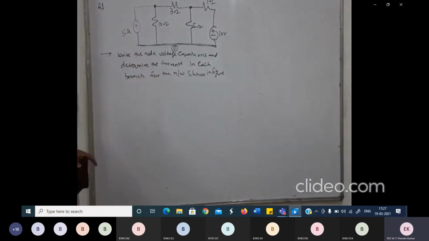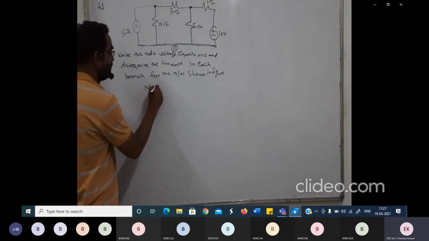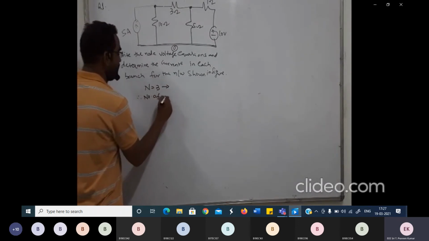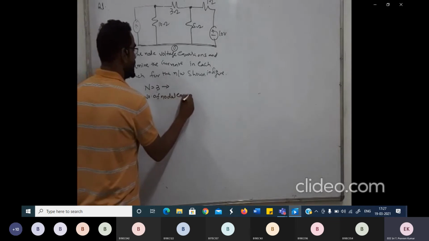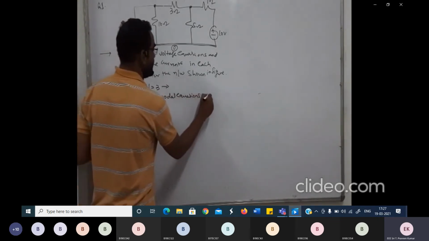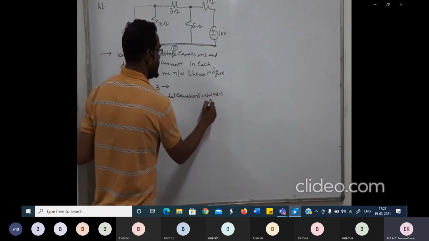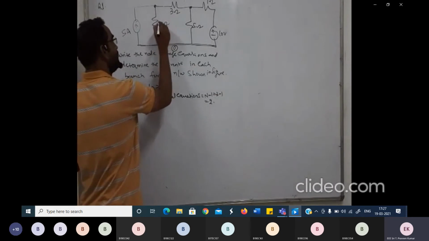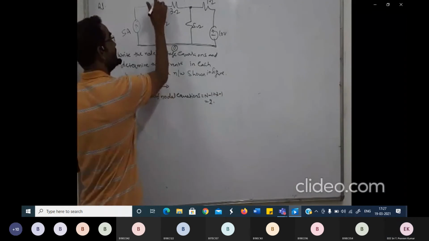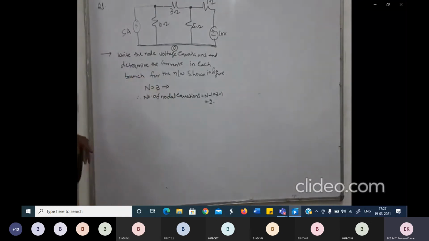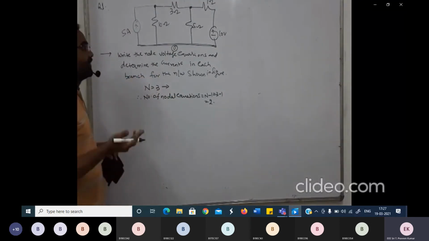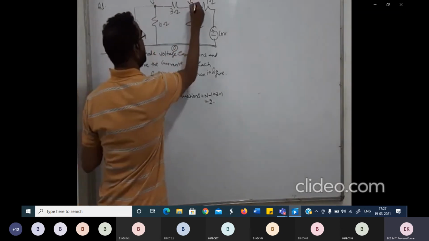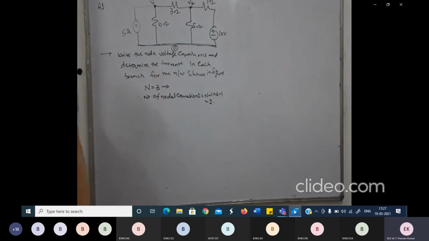Once you identify the number of nodes, how many nodes do we have? 3 nodes. Therefore, the number of nodal equations will be n minus 1, which is nothing but 3 minus 1. We are going to write 2 equations, right? Now let us see one by one. First we will apply KCL at node 1, then we apply nodal analysis at node 2. Solve, we will get your voltages V1 and V2. Then we can see the current going in each and every branch. Now let us suppose the voltage at node 1 is V1, and the voltage at node 2 is V2. Hope this is clear for everyone.